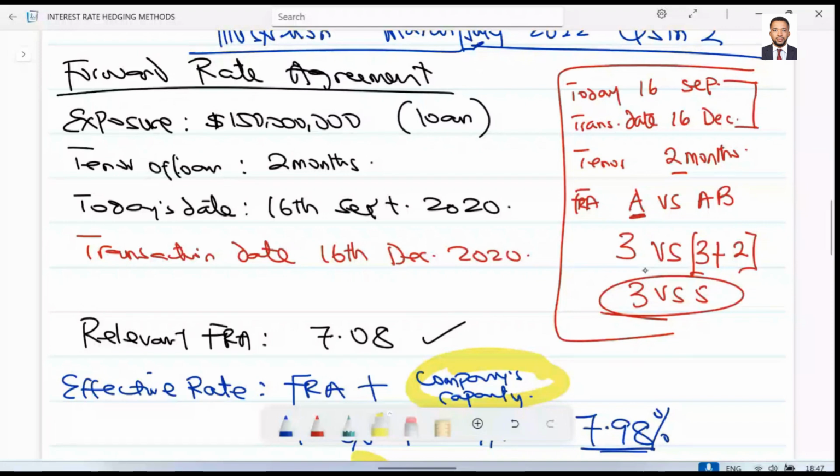Basis period. You know, we are starting from 16th September, right? 16th September to 16th October, 1. 16th October to 16th November. 16th November to 16th December. If you are in doubt, that's it.